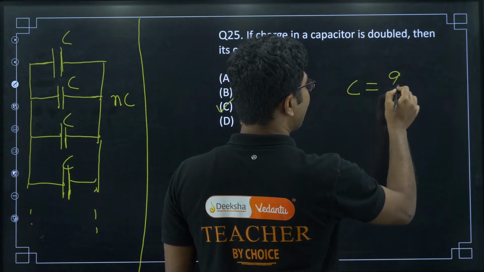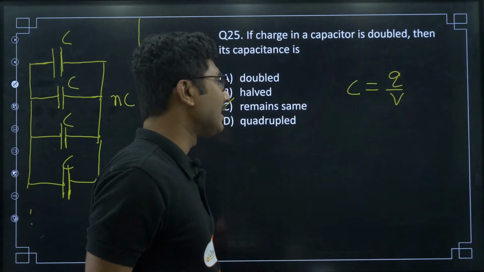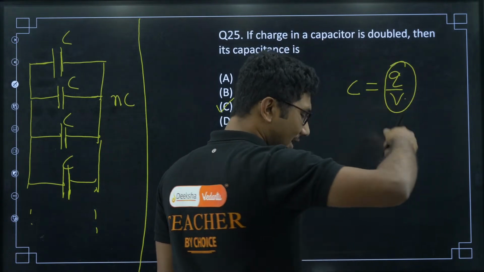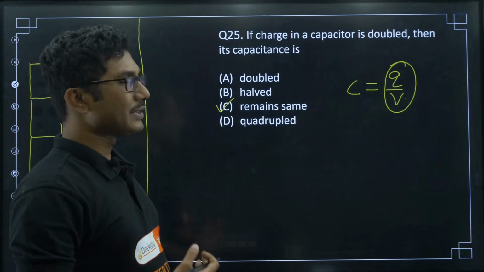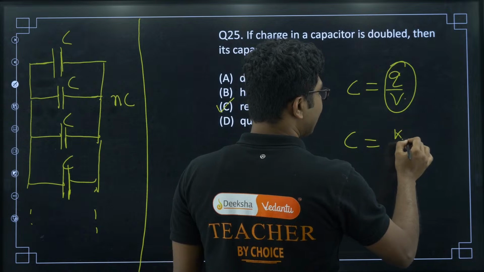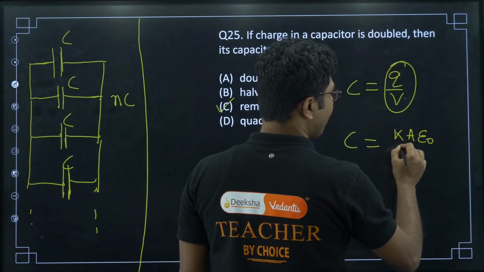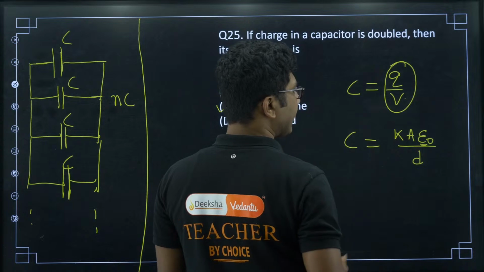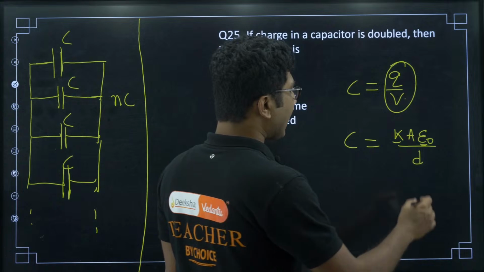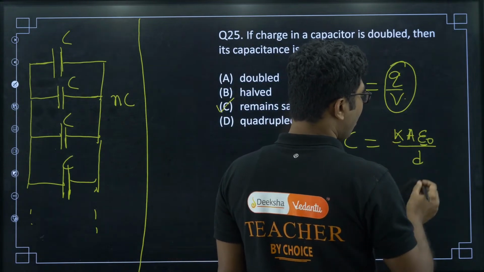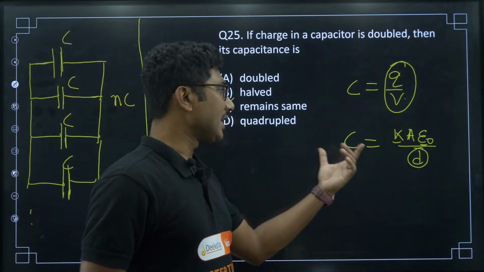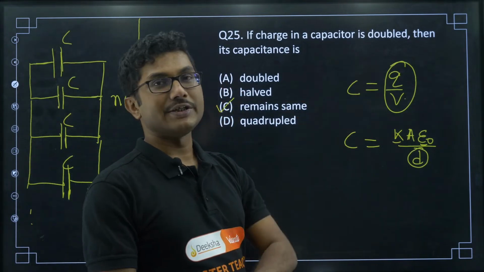C is equal to Q by V, but I already told you it does not depend on Q, it does not depend on V. Even though they are linked, the capacitance of a given capacitor is generally constant. It changes only with K A epsilon naught by D. Now, epsilon naught is constant. So, either you can change the dielectric medium between the capacitor plates, or you can change the area of the capacitor plate, or you can increase or decrease the distance between the plates, only then the capacitance will change. Capacitance will not change by changing the charge.